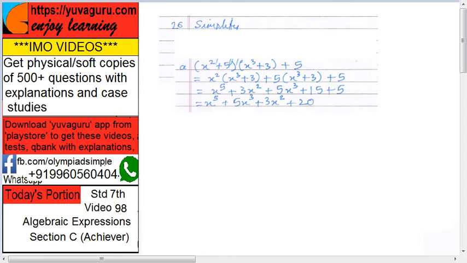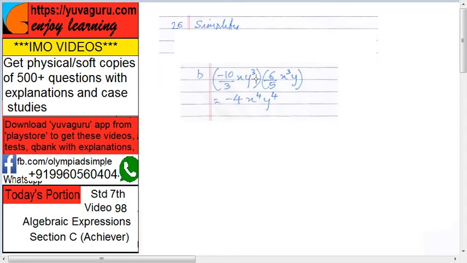Okay. Next is these two. Minus 10 upon 3 into xy³ into 6 upon 5 into x³y. See here, there's simply multiplication. This minus sign, don't get confused with plus minus over here. Okay. So minus into plus is minus. So answer will be in minus sign. That's for sure. Now solve this.